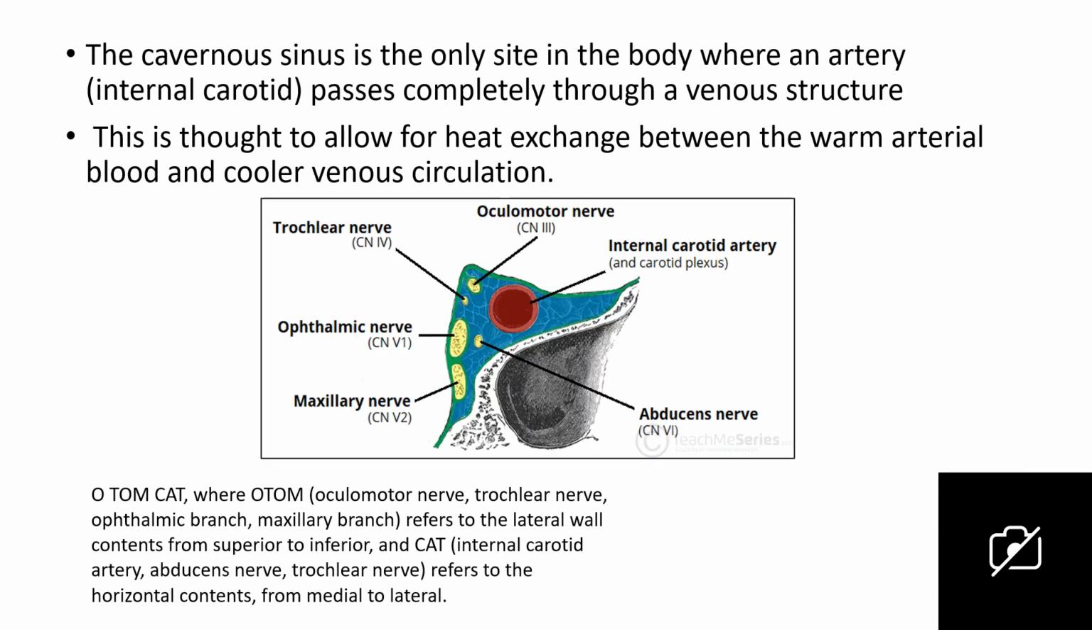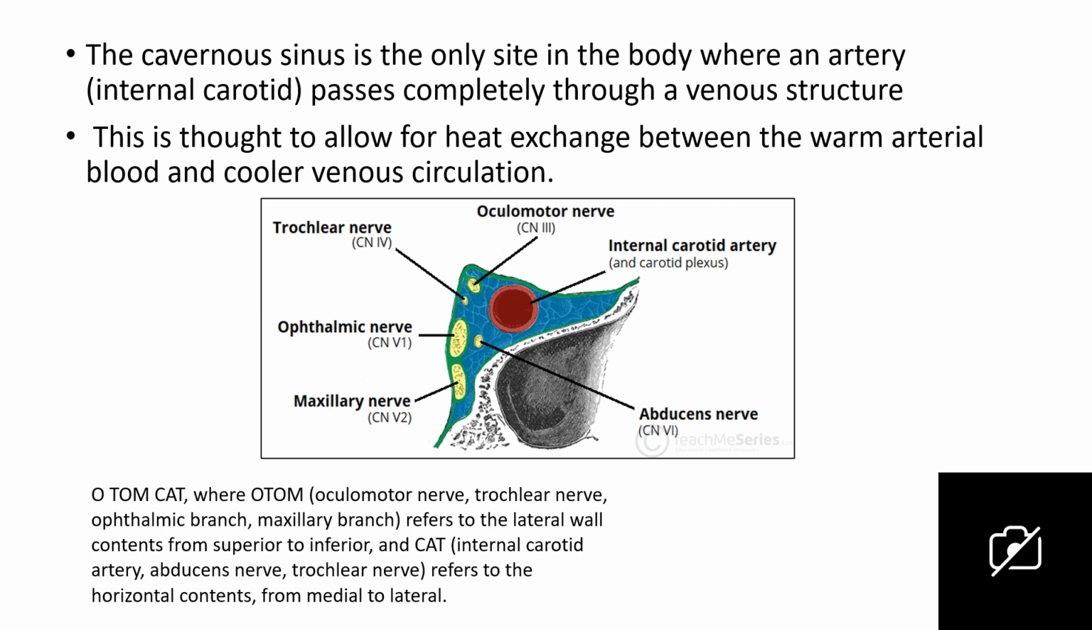The cavernous sinus is the only site in the body where the internal carotid artery passes completely through a venous structure. This is thought to be so that there is a heat exchange between the warm arterial blood and the cooler venous circulation. I would like you to mind that it's only a thought, it may not really be heat exchange. So we have the diagram showing you the structures in the sinus.